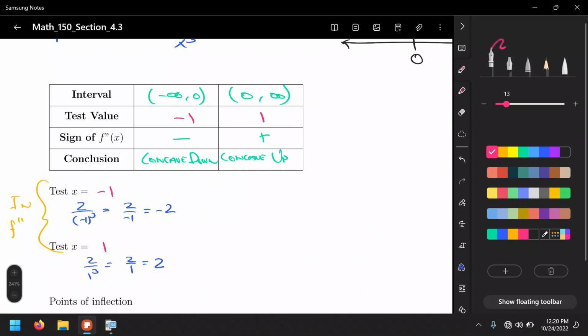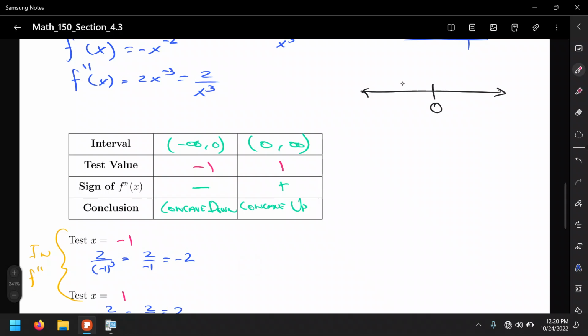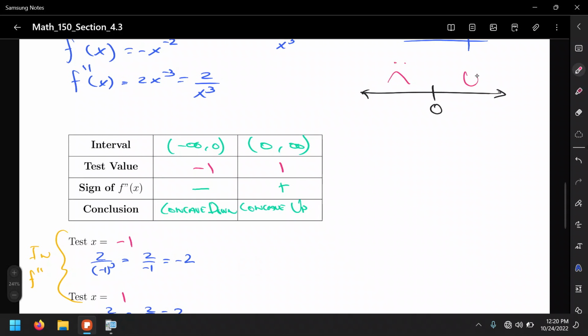All right. Graphically, concave down, concave up. That means there's a change in the concavity, which suggests that there is an inflection point, right? Because there's a change in the concavity, there's a turning point. However, is x equals 0 even in the domain of the original function? So there's really no inflection point.